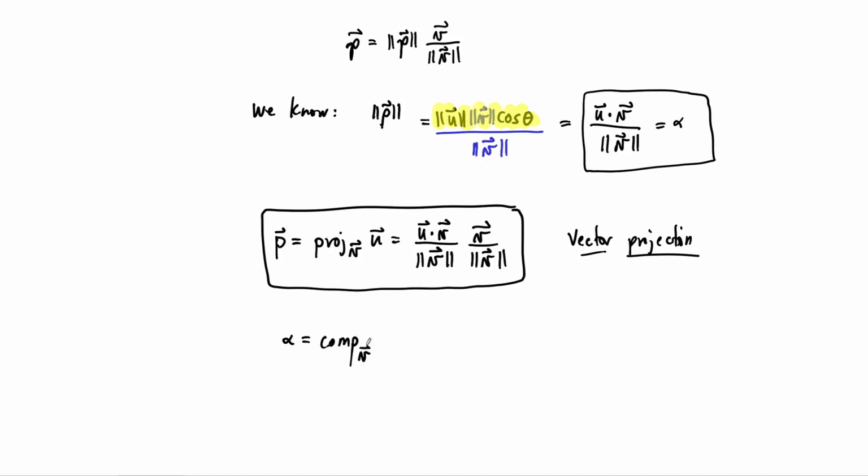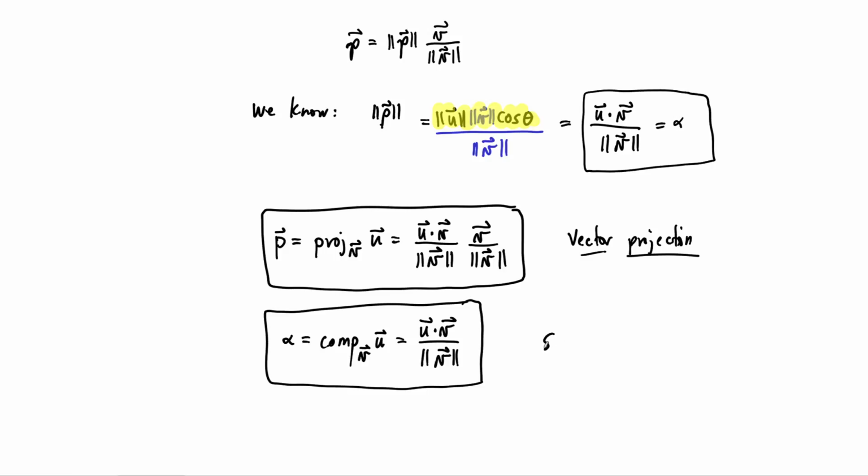Comp sub v of u. And again, it's exactly this scaling factor. It could be negative, right? Exactly the scaling factor. So this is u dot v over the length of v. And so then we see the relationship between the vector projection and the scalar projection. So this is the scalar projection of u onto v.